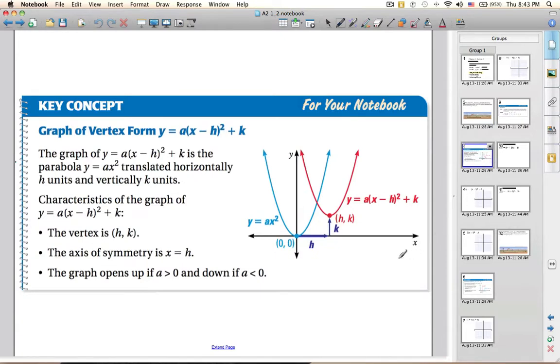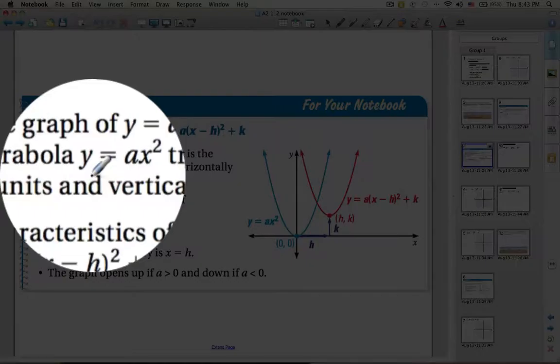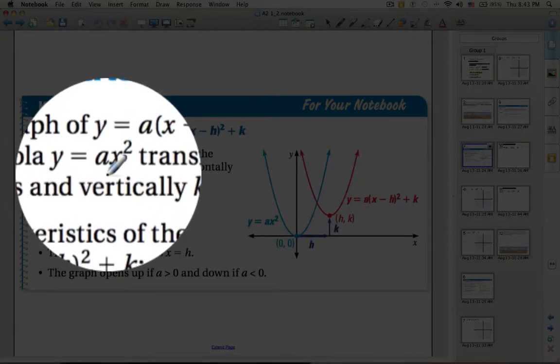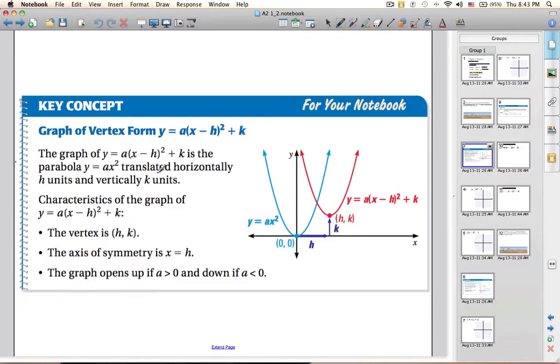So if we take a look at vertex form, the graph of a times the quantity x minus h squared plus k is taking this parabola, the root parabola, y is equal to a times x squared, and moving it. So when you see the word translated, that means a move from one place to another, translated horizontally by h units and vertically by k units. So if this is the graph of y is equal to a times x squared, then I move this graph to the right by h and up by k, and I'll actually have the graph of y is equal to a times the quantity x minus h squared plus k.